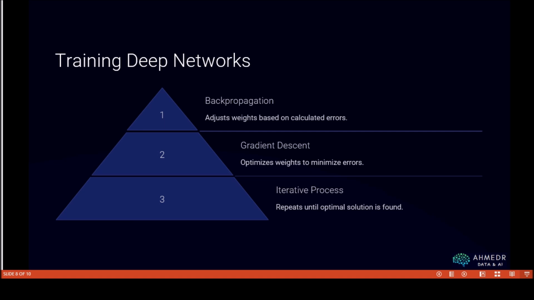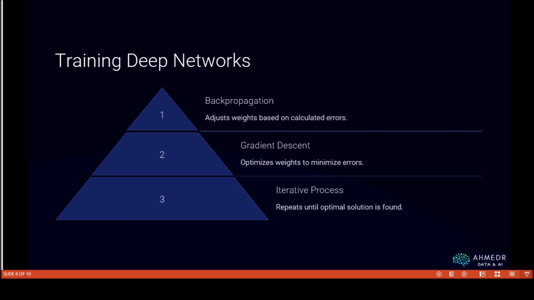Training deep neural networks involves a process called backpropagation. This is how the network learns to make better predictions by adjusting its weights. Backpropagation works by calculating the error or loss between the network's output and the true output, then sending that error back through the network, adjusting the weights accordingly to minimize future errors.